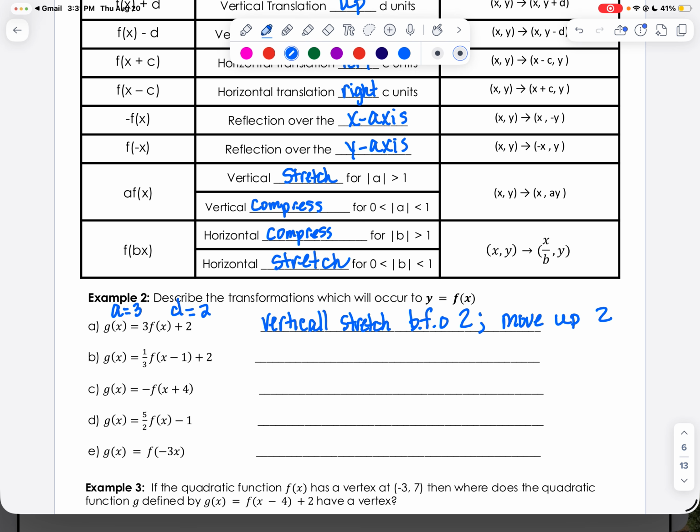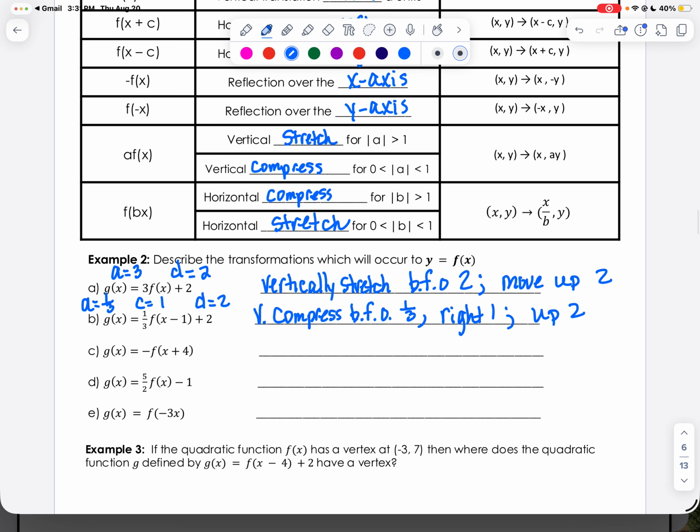All right. In problem B, we have 1/3 times f of x minus 1 plus 2. So in this problem, our a value is 1/3, our c value is positive 1, and our d value is 2. So when the a value is between 0 and 1, it will vertically compress by a factor of 1/3. The minus 1 will make it move to the right 1, and the plus 2 will move it up 2.